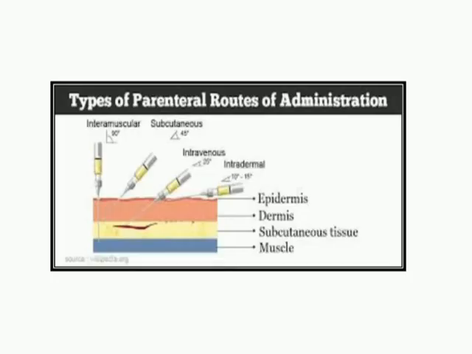Now there are different types of parenteral routes. The first being your subcutaneous, second being your intramuscular, third being your intravenous, and the fourth being your intradermal. We'll be studying about these routes in detail in our coming slides.